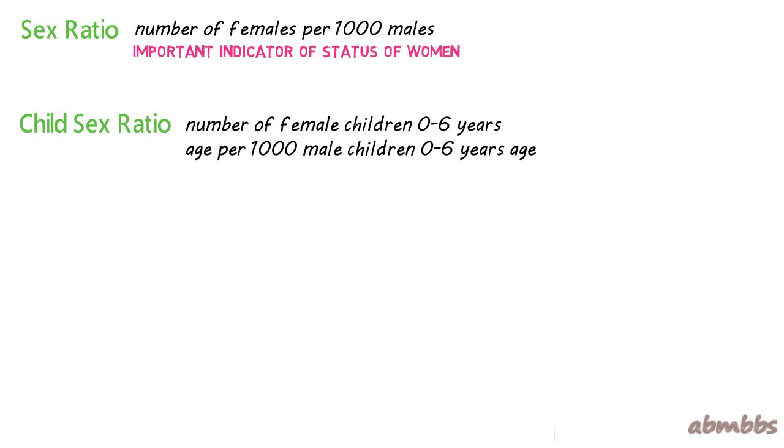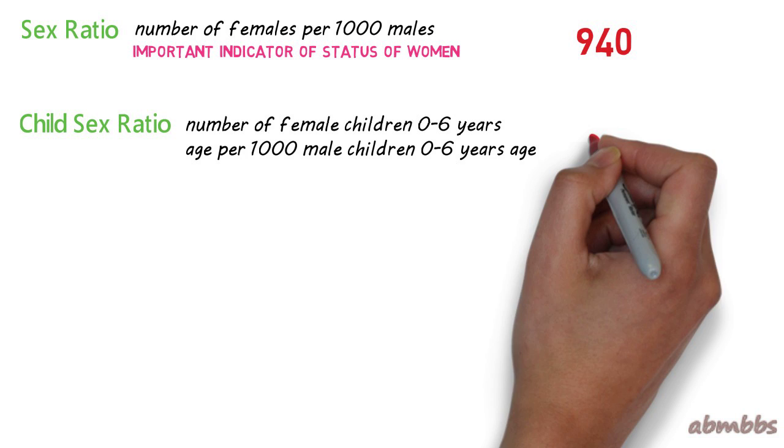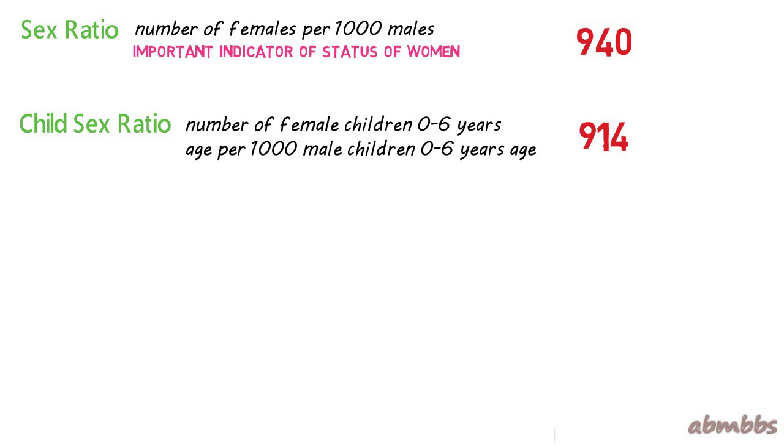The sex ratio of India, as per the 2011 census, is 940, whereas the child sex ratio is 914. Now, this is alarming. This means two things. One, female feticide is common, and two, India's sex ratio will further decline in future.